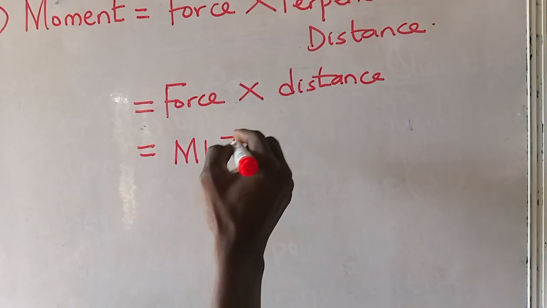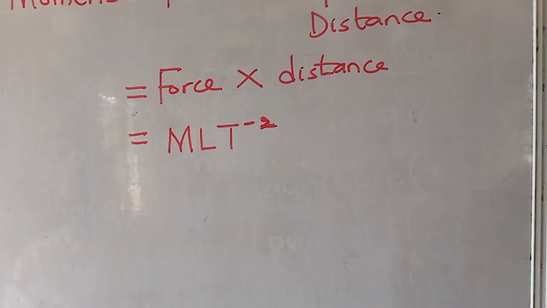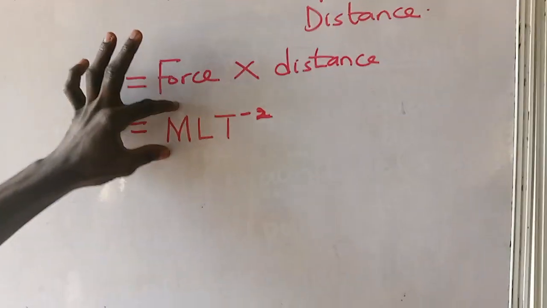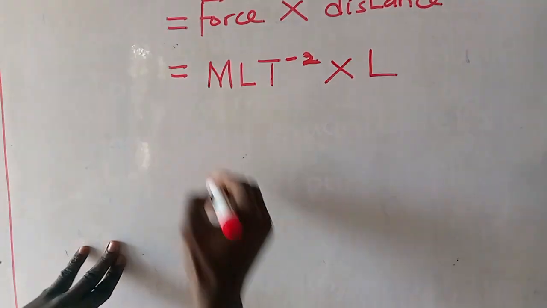MLT raised to power minus 2. Remember, we have gotten that force is mass times acceleration. Acceleration is LT raised to power minus 2. So mass times acceleration, that's force. Then times distance. Distance is length, L.